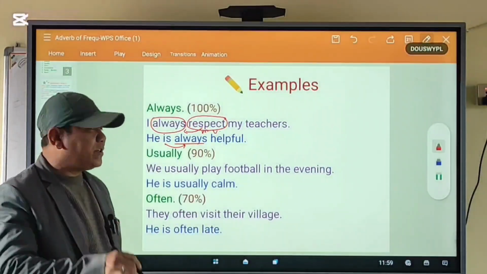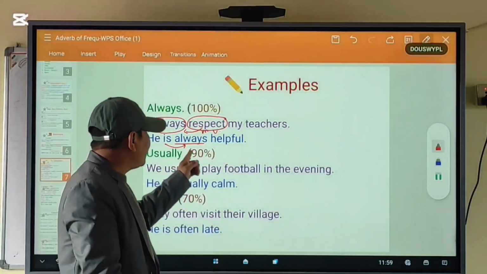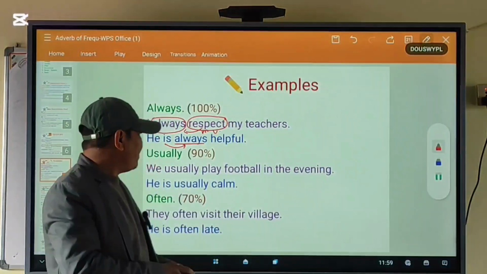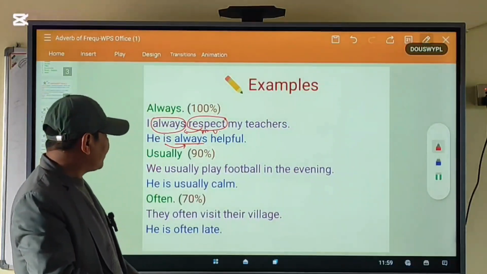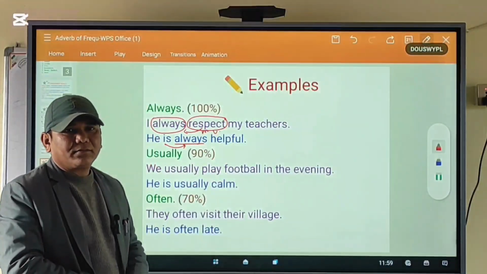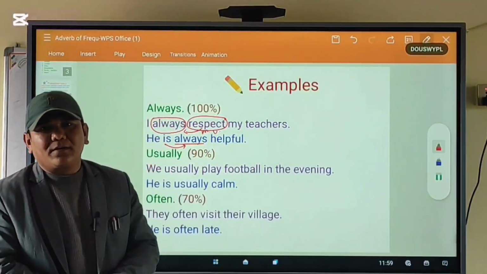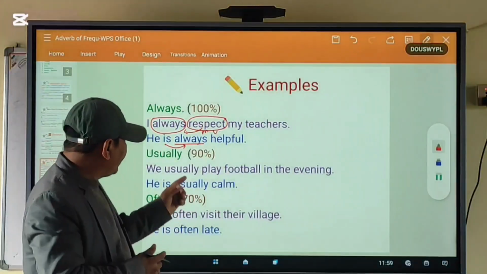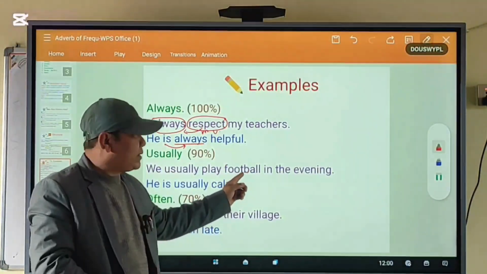Similarly, usually. An adverb of frequency, usually, is used when something happens 90%, when something happens most of the time. For example, we usually play football in the evening. It means what? We play football 90% in the evening. We play football most of the time in the evening. Okay? Are you getting me or not?